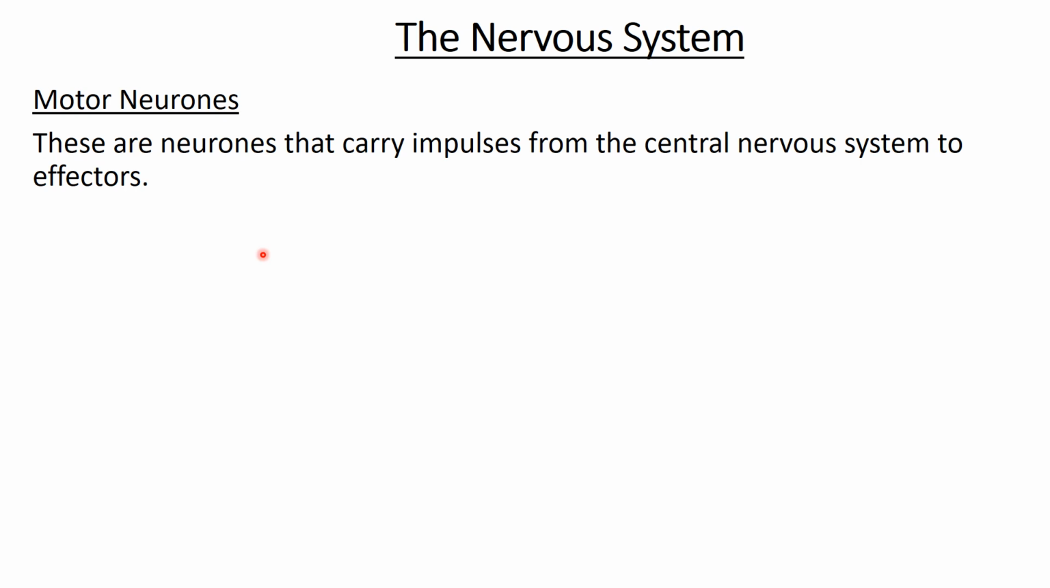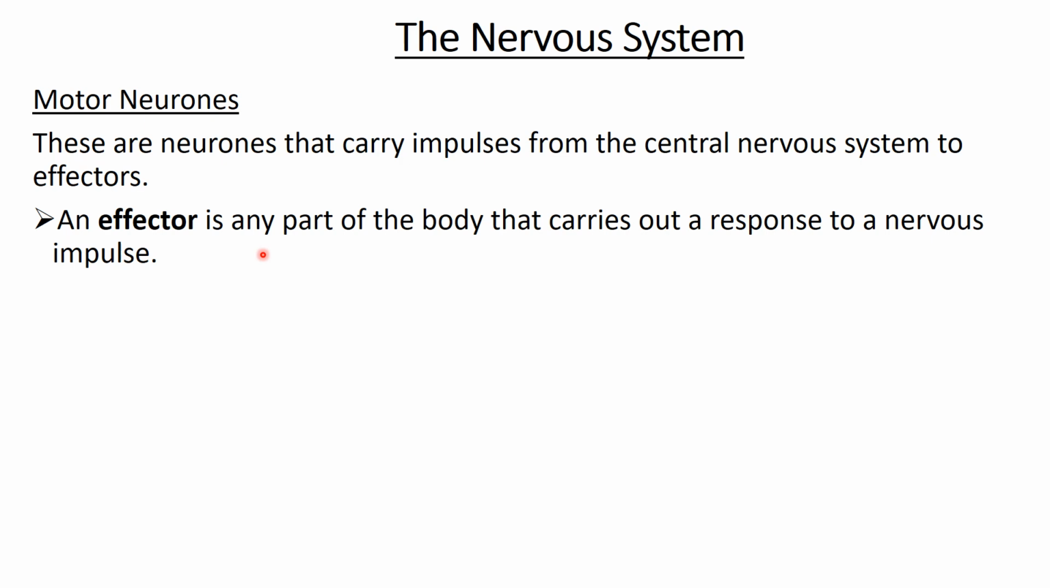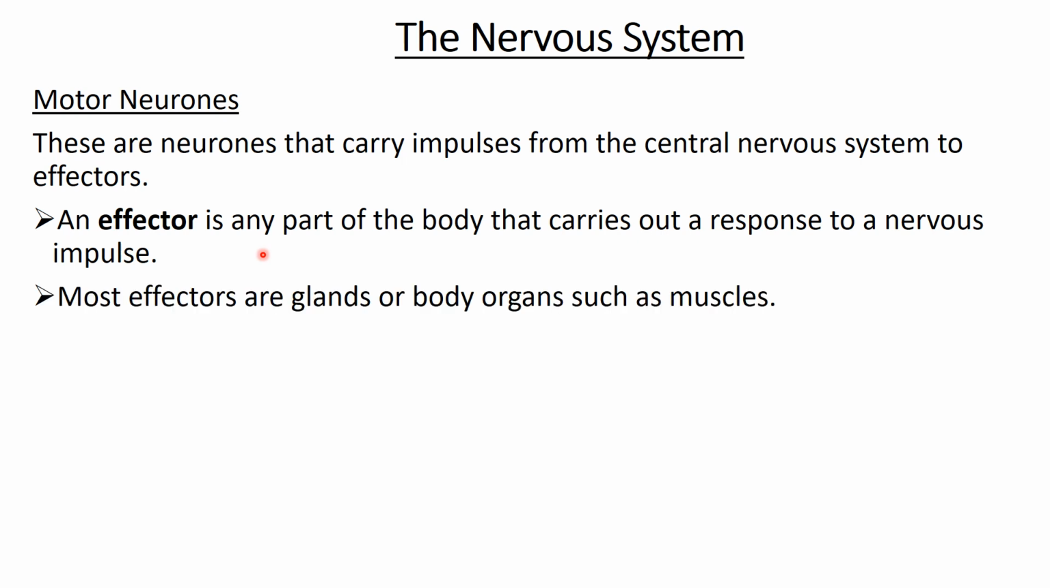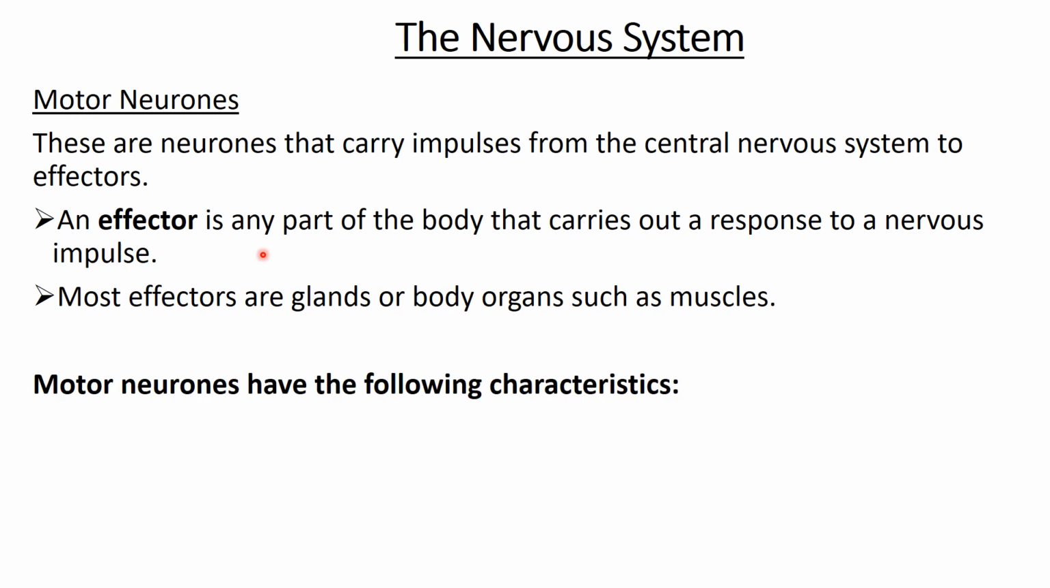What are effectors? An effector is any part of the body that carries out a response to a nervous impulse. In short, an effector is any part of the body that is going to do something as commanded by a nervous impulse. It receives an electric signal from the nervous system through the motor neurons and will do something. A very good example of an effector is a muscle. Most effectors are glands or body organs such as muscles.